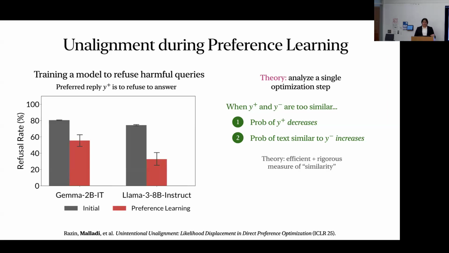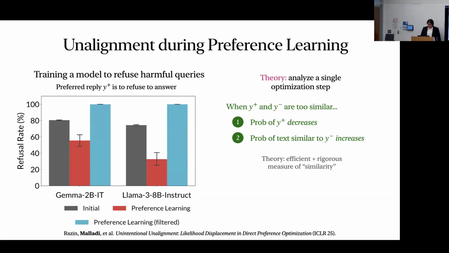And we see that when we perform preference learning ordinarily, and these are models on the x-axis that are considered to be frontier models, we actually begin to drop the refusal rate, and the model will begin to answer queries that it had previously refused to answer. And this is a standard preference learning algorithm.